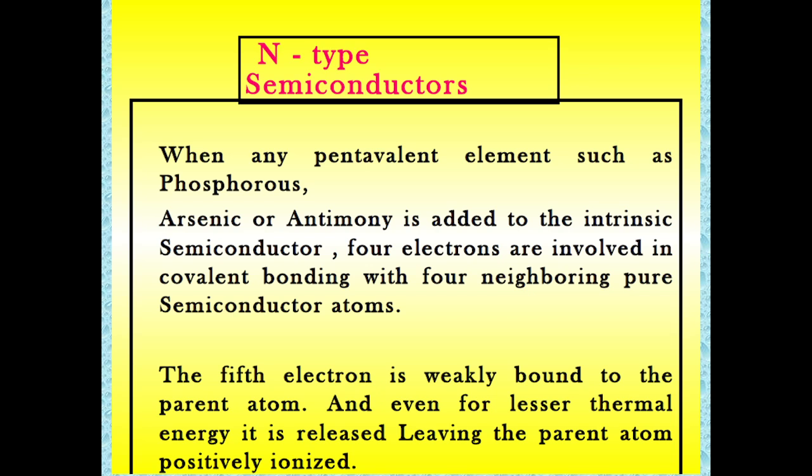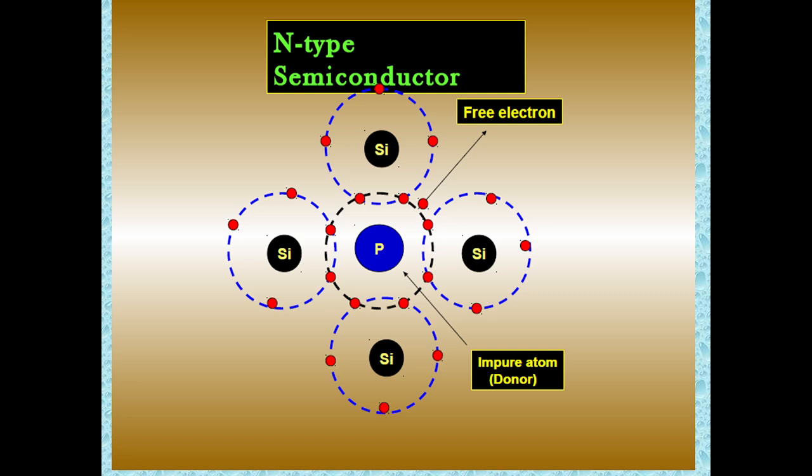When any pentavalent element such as phosphorus, arsenic, or antimony is added to intrinsic semiconductor, 4 electrons are involved in covalent bonding with 4 neighboring pure semiconductor atoms. The fifth electron is weakly bound to the parent atom, and even for lesser thermal energy it is released, leaving the parent atom positively ionized. This is the diagram which explains the n-type semiconductor.